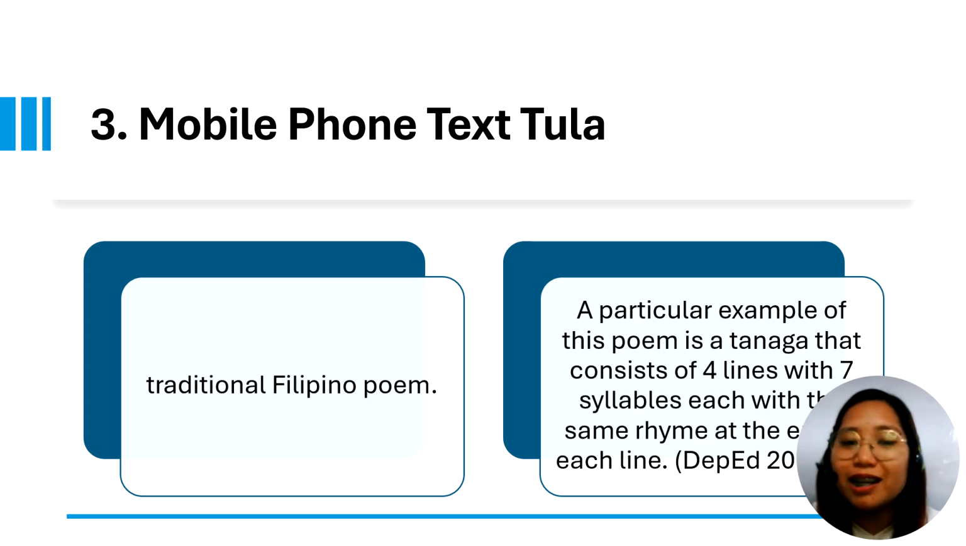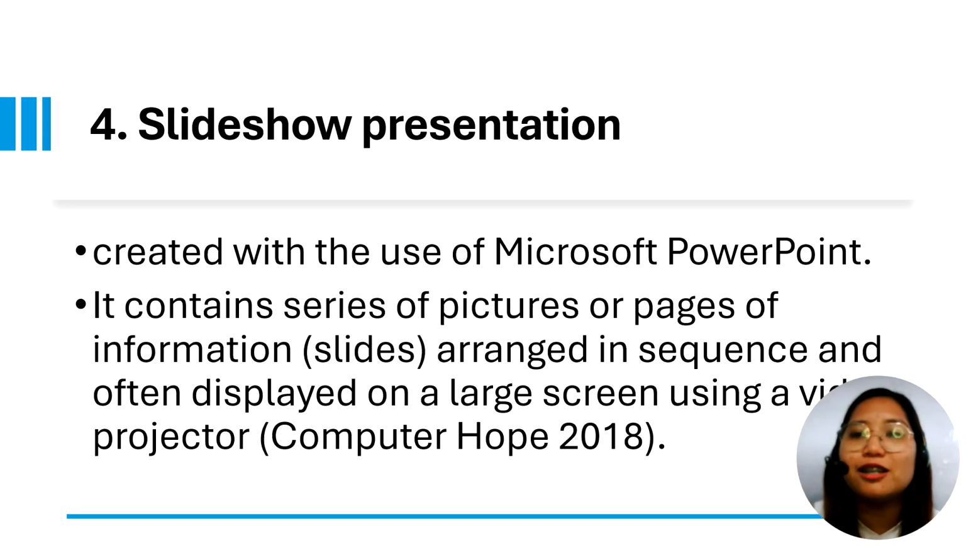So, a particular example of this poem is a tanaga that consists of 4 lines, with 7 syllables each, with the same rhyme at the end of each line. But again, you're going to present that through a text from a cellular phone or a messenger. So that's it. Next is a slideshow presentation.